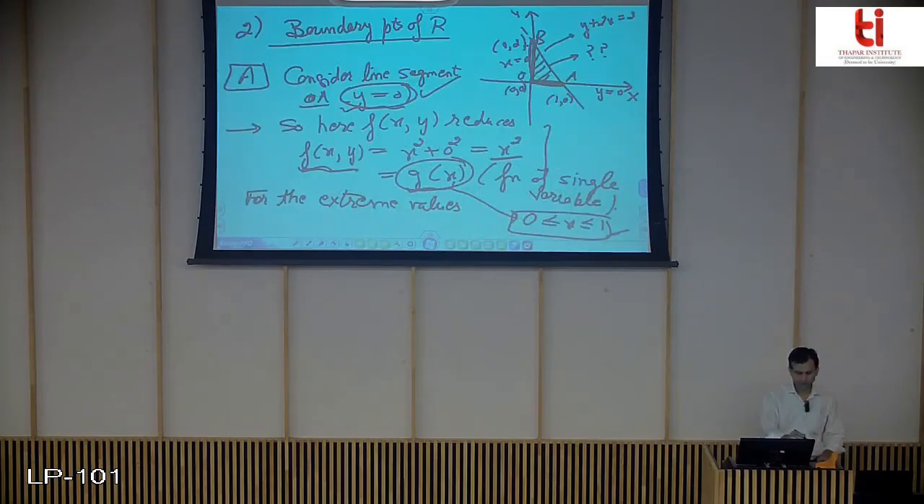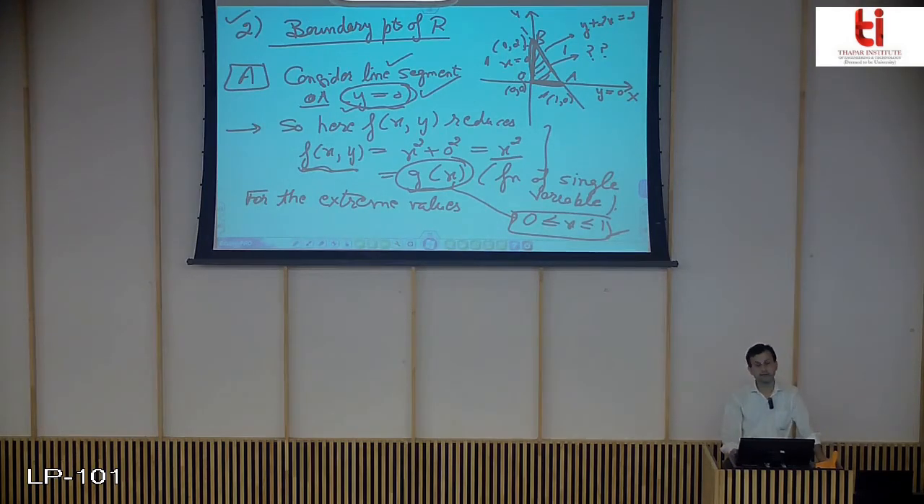Then we switch to the boundary points of region R. This thick line represents the boundary. For finding the boundary points where maxima and minima can exist, we divide it into line segments. Here we divide it into the three line segments OA, OB, and AB, and one by one we consider the line segments. We consider the line segment OA.